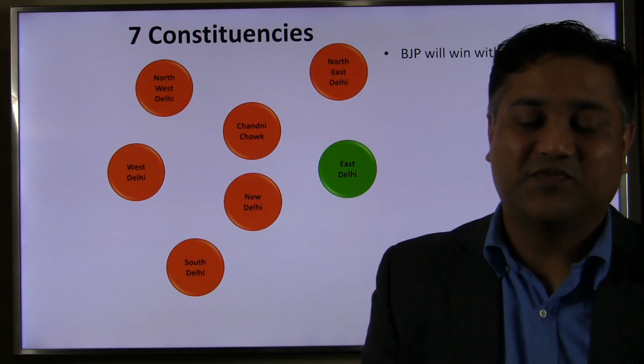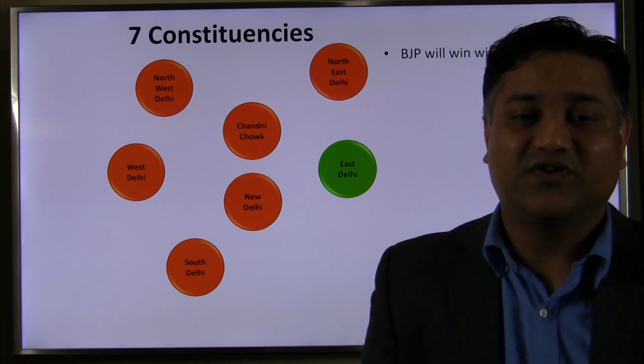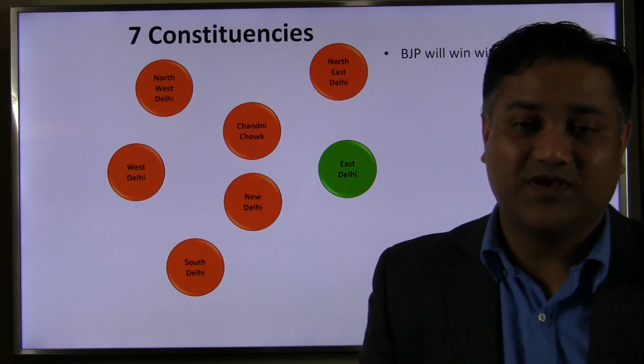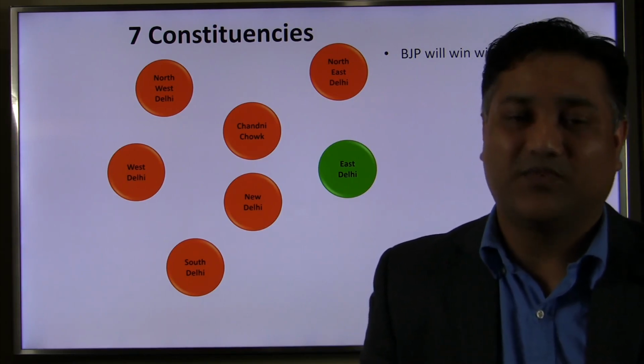So, if we believe these predicted outcomes, out of 7 constituencies in the National Capital Territory of Delhi, 6 will go to BJP and 1 may go to the opposition.